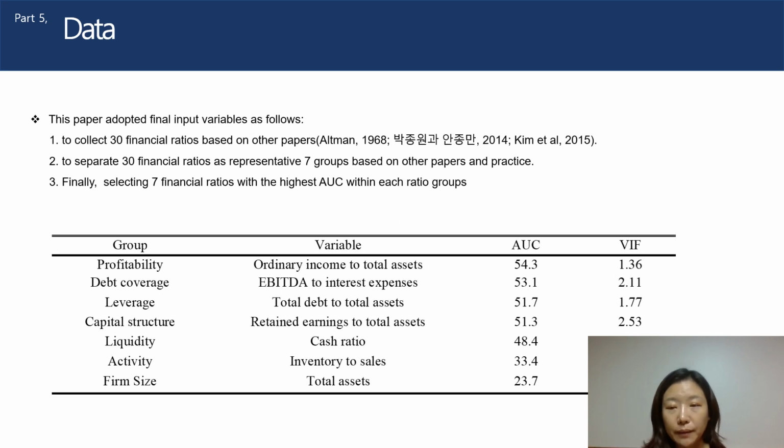This table shows the final input variables. I collected 30 financial ratios based on prior research and separated these ratios into 7 groups based on prior research and practice. Finally, I selected 7 financial ratios with the highest AUROC within each ratio group.